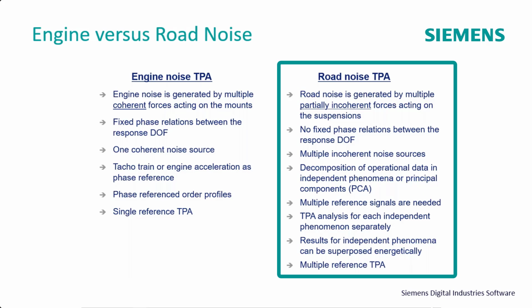Multiple references are needed, so you need more than one reference channel. Transfer path analysis will be done on each independent phenomenon separately. We're going to add up the contributions of the different principal components in an RMS manner, so they're going to be superimposed energetically. And we're going to use a multi-reference TPA to do that study.